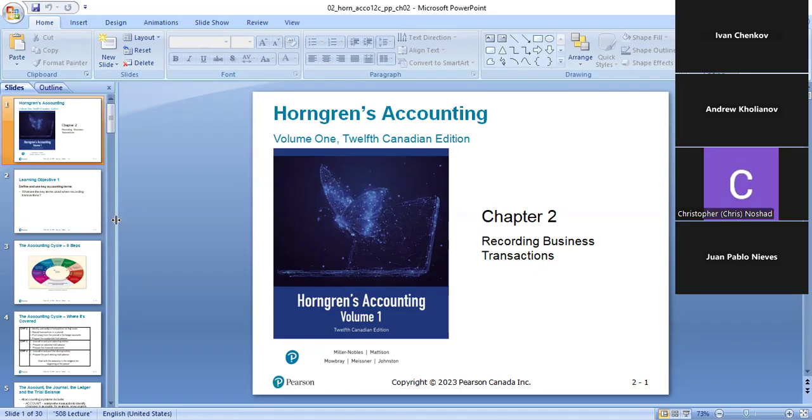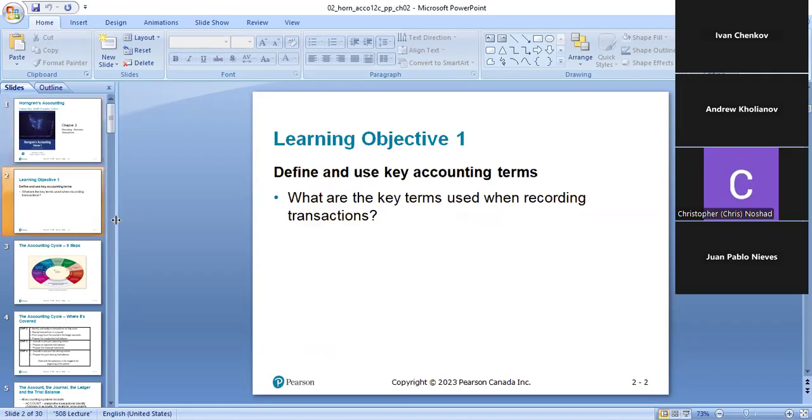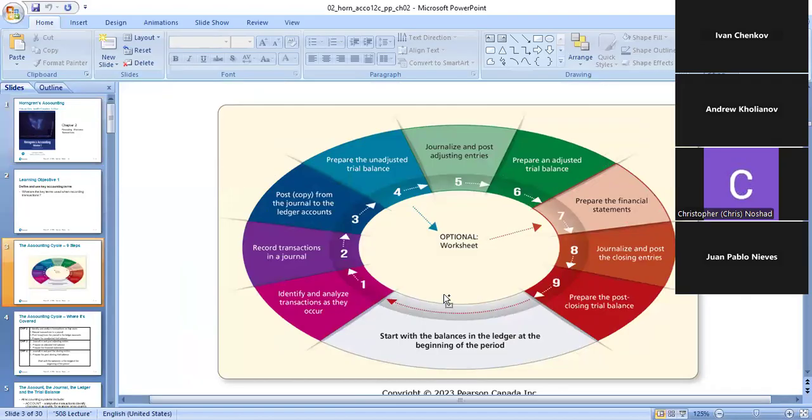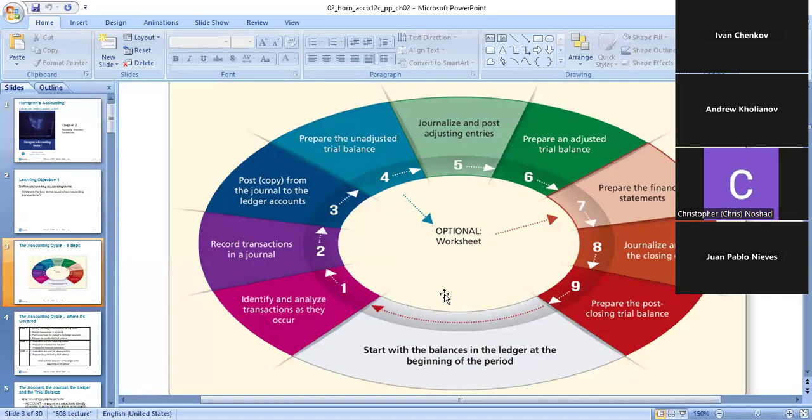Now the question is, how can we record the transactions and what are we going to use for that? So first, let's see the accounting cycle that we're going to cover. We're going to cover this accounting cycle, believe it or not, up to the midterm. So on the midterm, you're going to see everything in the accounting cycle.